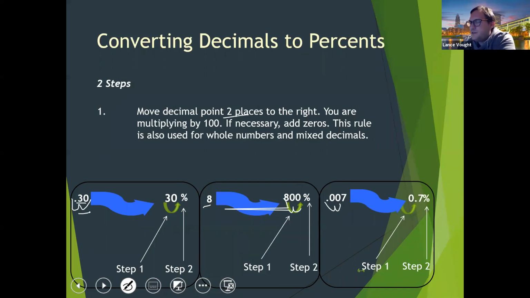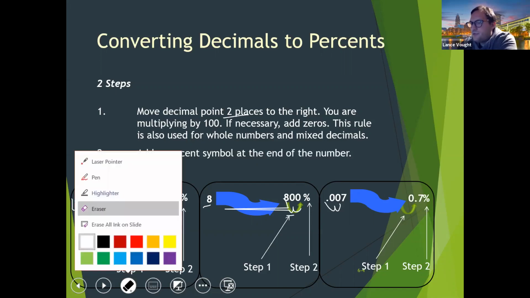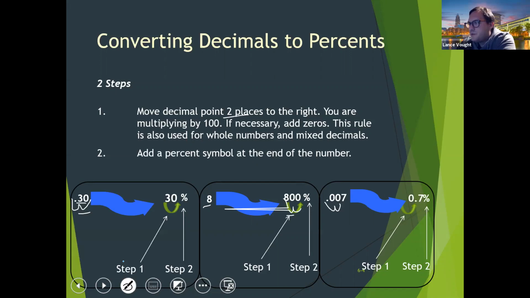In this case, we didn't need to add any zeros. In this case, we did because we had a whole number. And so this is true. So even if we had like 1.3, we would go over 1, 2, and it would be 130%. So always, always, always, you first move over 2 decimal places, and then you add the percent sign. That's all you got to do when you convert a decimal to a percent.